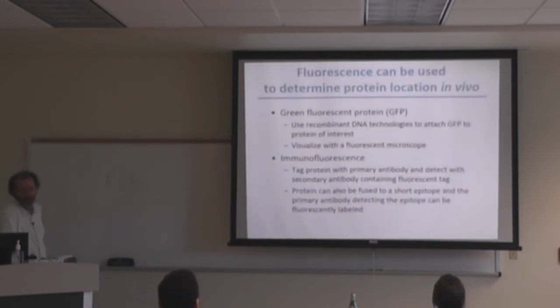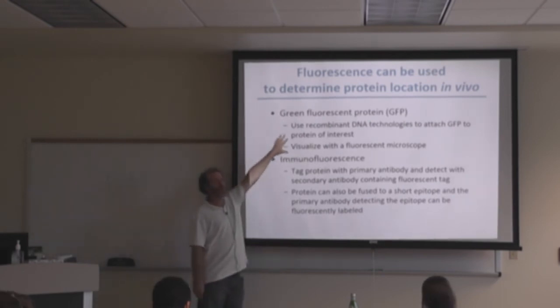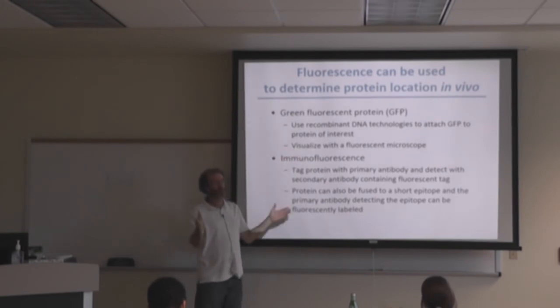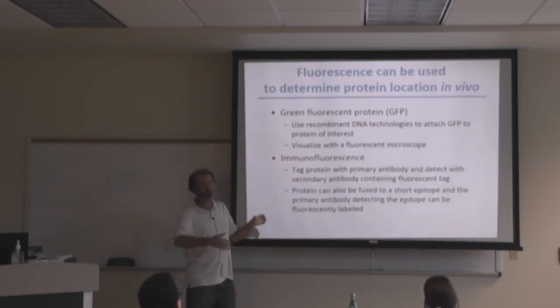So fluorescence can be used to determine protein location in vivo. Have you guys heard of GFP? There are all kinds of different fluorescent proteins now. I think GFP was one of the originals, and I think the guy who first discovered and cloned it has the Nobel Prize now. It used recombinant DNA technology to attach GFP to a protein of interest. You saw how we could make fusion proteins for purifying recombinant proteins. You can make fusion proteins with fluorescent proteins to track protein location in cells, and visualize it with a fluorescent microscope to see where it is.